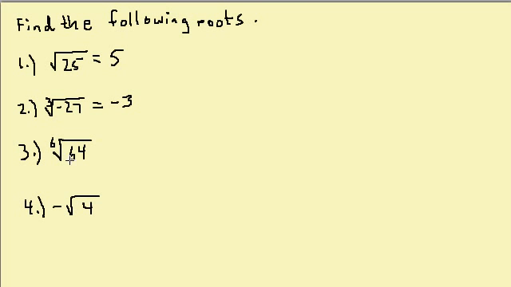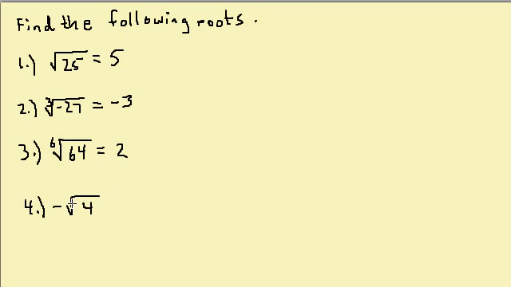Alright, let's take a look at this one. The sixth root of 64. So we look at the index, which is a 6. So what number can we raise to the sixth power to get 64? Well, that would be 2.